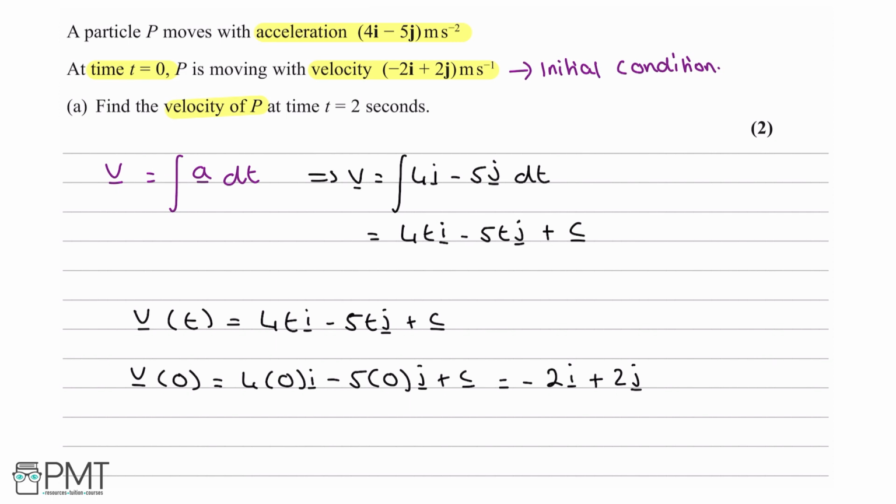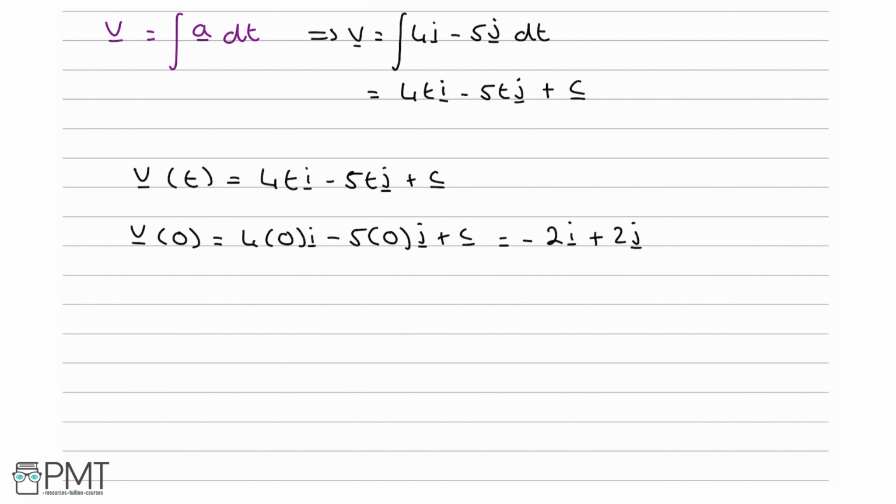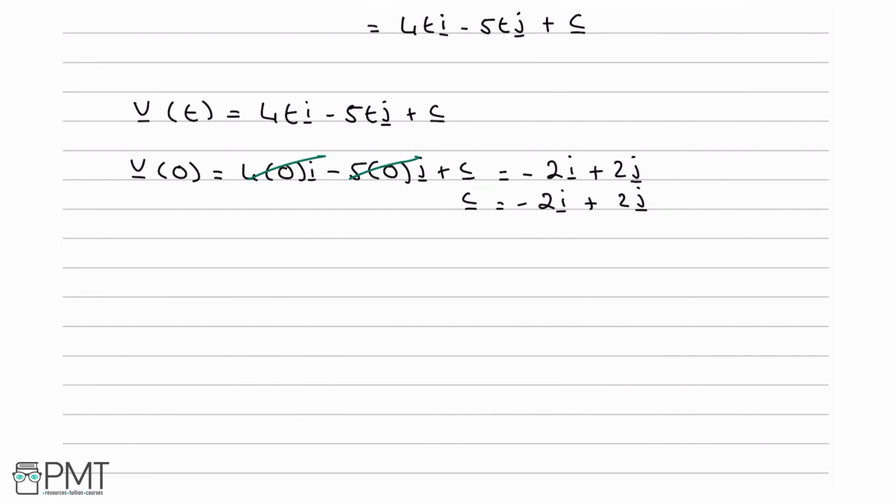Just checking all our vectors are underlined. Yes. Now, 4 times 0 times i cancels, and then minus 5 times 0j cancels. So what we're left with is that c equals minus 2i plus 2j. So our equation for velocity in terms of t is 4ti minus 5tj minus 2i plus 2j.